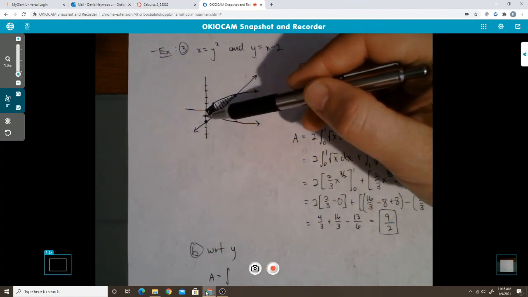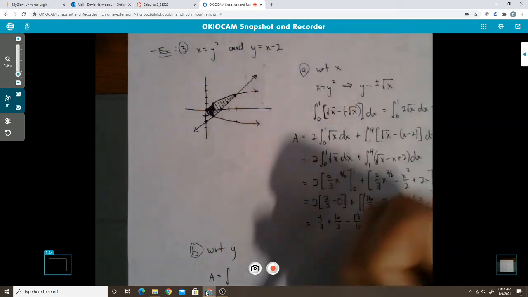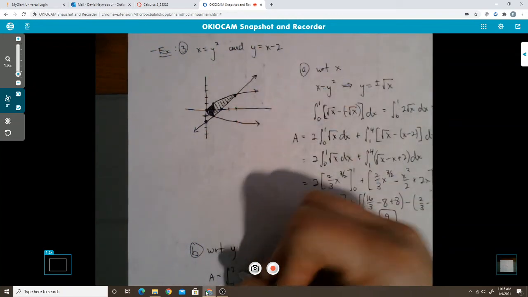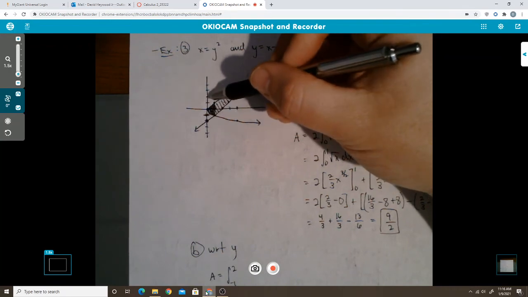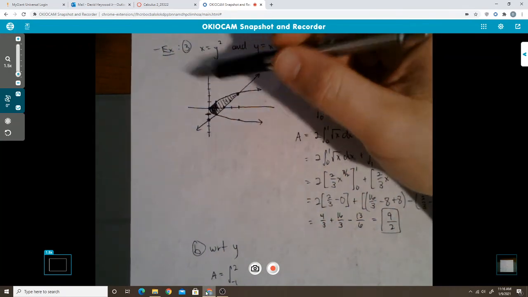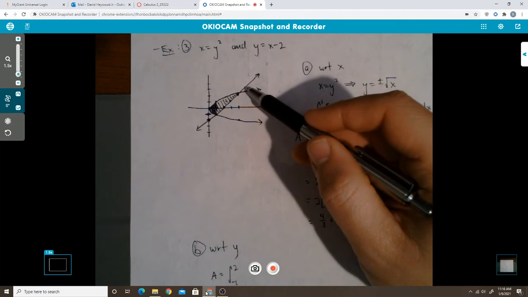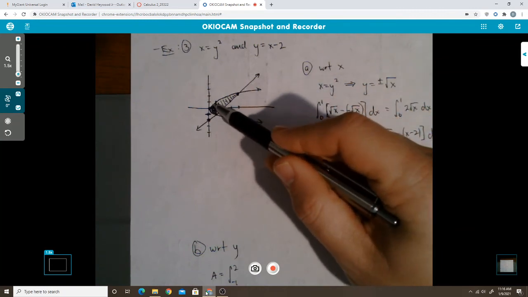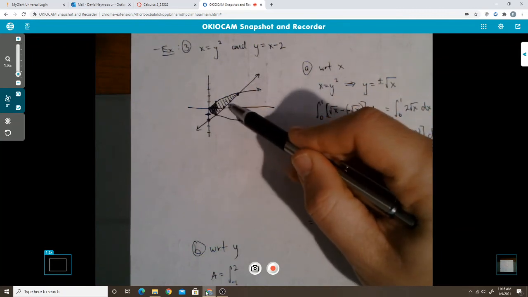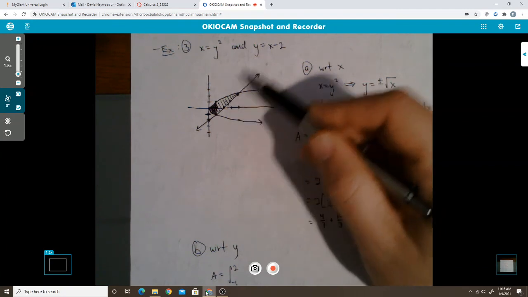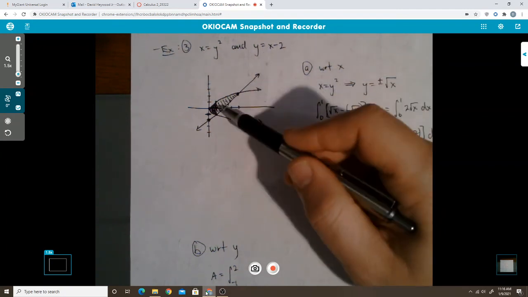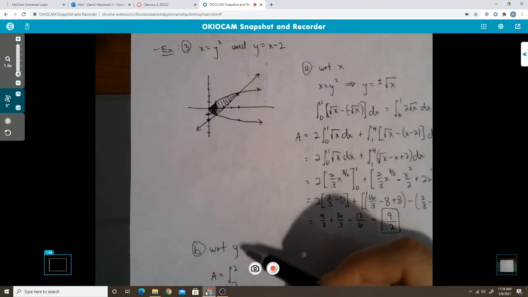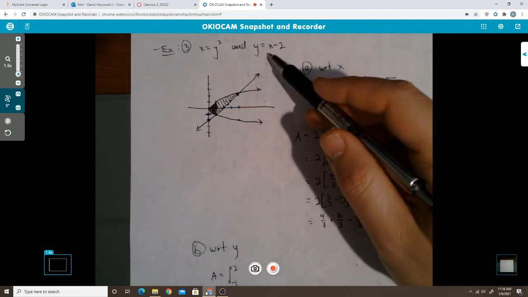It's actually from negative 1 to 2, from negative 1 to 2. So we're going to want to integrate from negative 1 to positive 2. And we're going to want to do this function minus this function. This function is y equals x minus 2 if you're writing it in terms of x. But if we're going to integrate with respect to y, we need to rewrite this function in terms of y.